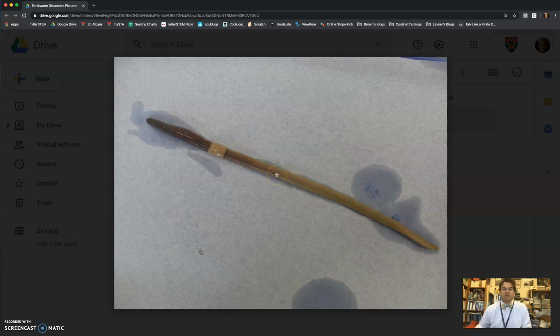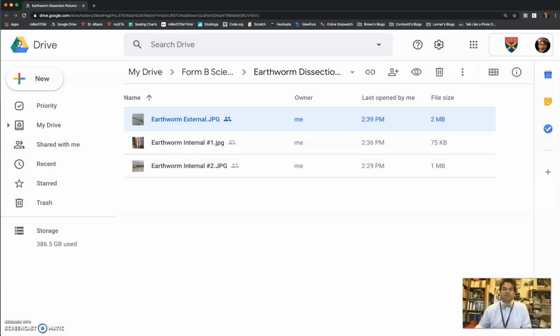I'm going to move on to the internal portion of the pictures. I have two internal pictures. We're going to go over both of them. The first one is from a non-preserved worm, and so there's vivid colors in it, whereas the second one is a preserved worm, which will look very similar to the ones that we did in the lab. Here is the non-preserved worm, where the colors are a little bit more vivid.